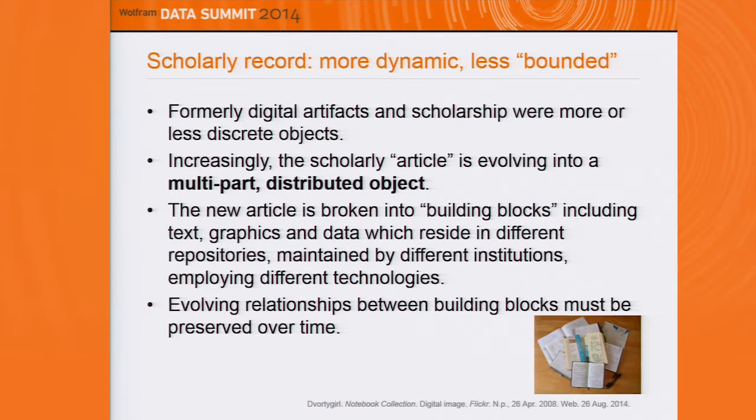The new article contains building blocks that consist of text, graphics, and data. Some of these reside in different repositories. They're maintained by different institutions and employ different technologies. This creates evolving relationships between the building blocks that need to be preserved. If you have the article in one place and the data in another, charts, graphs, how do these relate to each other? How do we really capitalize on the wonderful potential of the digital environment?